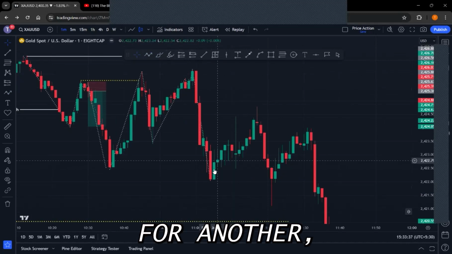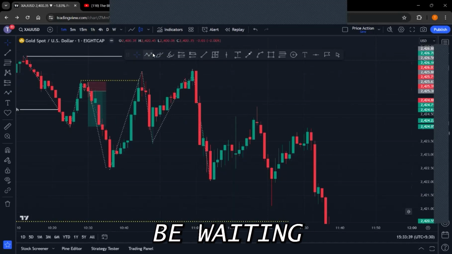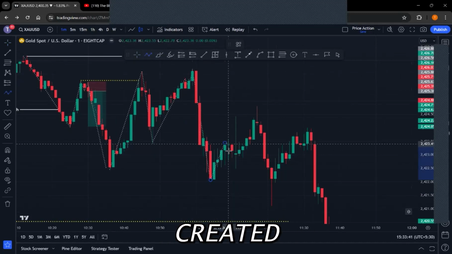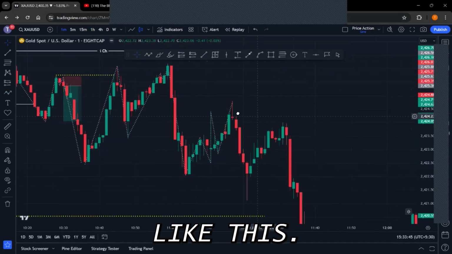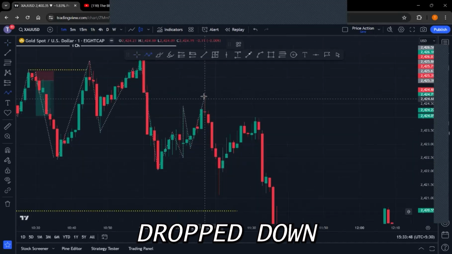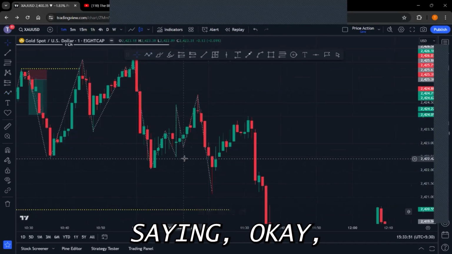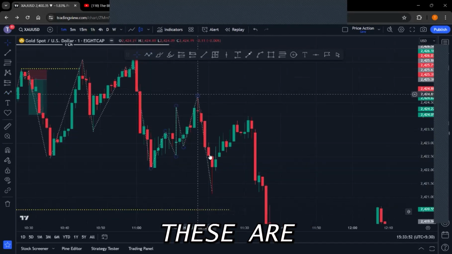We will wait for another good buy leg, and then we will be waiting for sell. So from here, the price started creating a series of higher high, higher low, higher high, higher low. Okay, something like this. And from here again, the price dropped down in a single direction. Okay, so this is not where we trade because these are panic momentums.